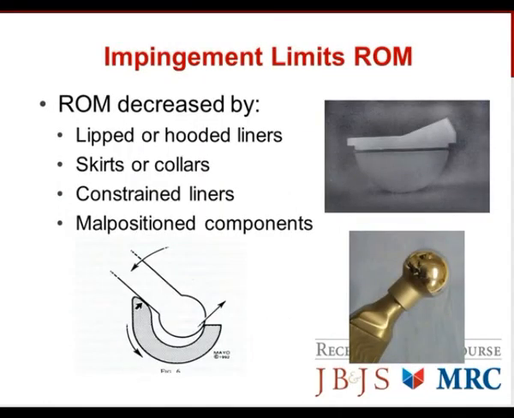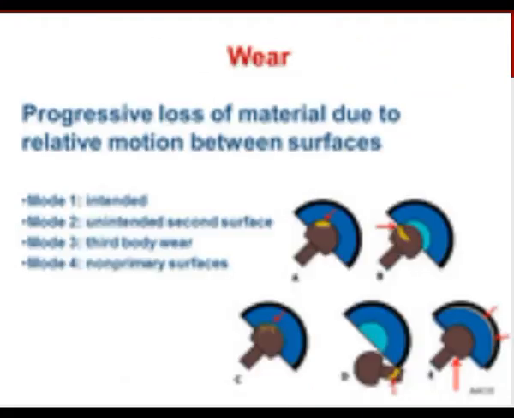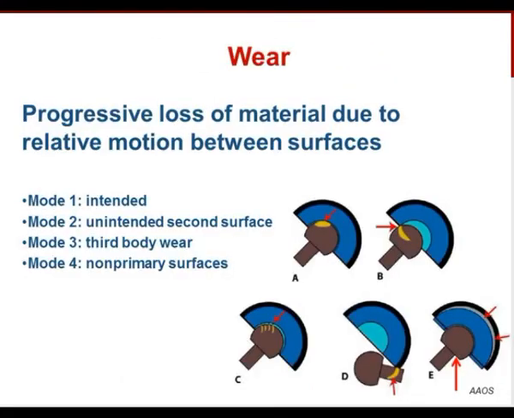Anything that decreases the range of motion to impingement can increase the risk of dislocation. I've listed a number of those things on this slide. Lipped or hooded liners, skirts or collars, constrained liners, and of course malpositioned components can also decrease range of motion to impingement.